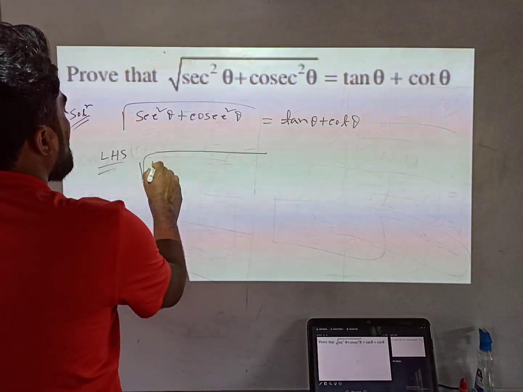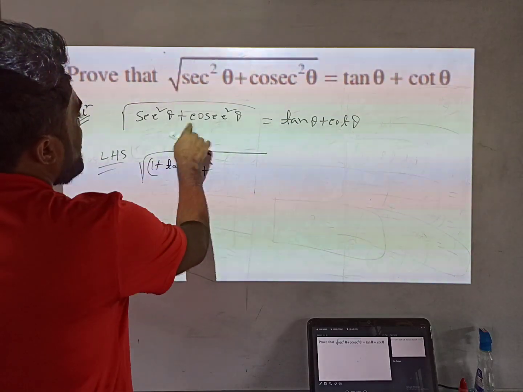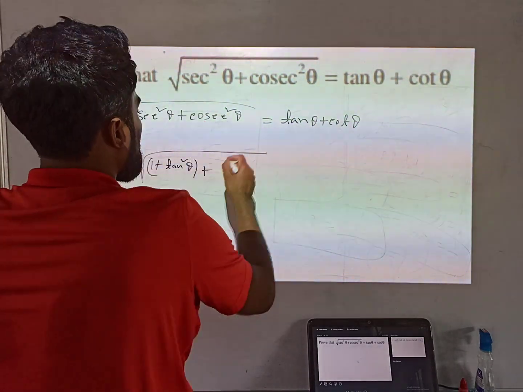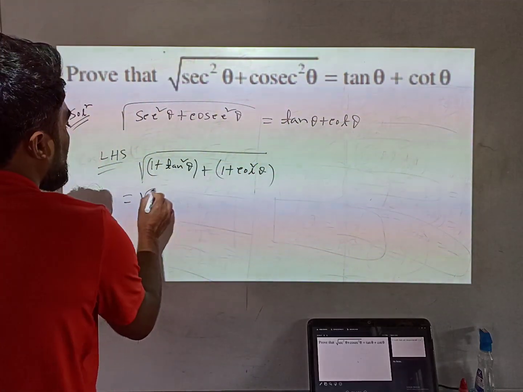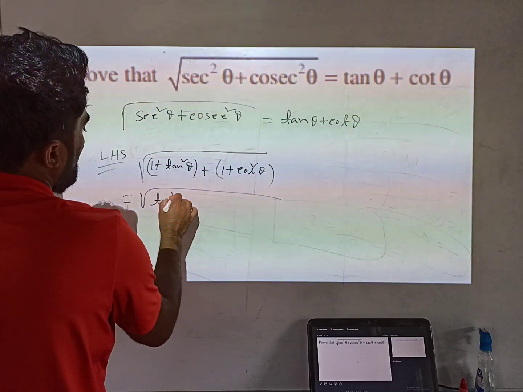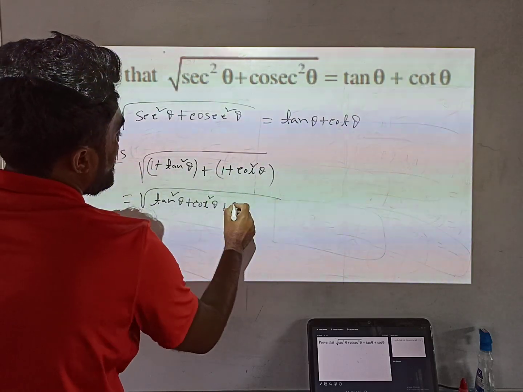So in place of sec square I will write 1 plus tan square theta plus cosec square. Can I write in terms of cot? Obviously cosec square equals 1 plus cot square. Very good. Then after that you see under root. So what do I get? Tan square theta plus cot square theta, 1 plus 1, that is plus 2.